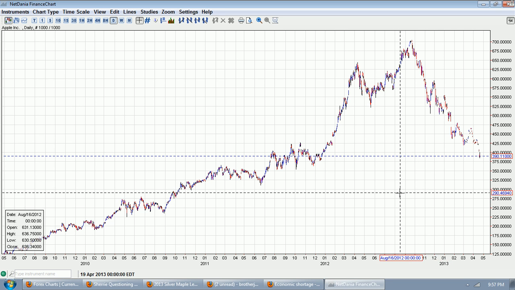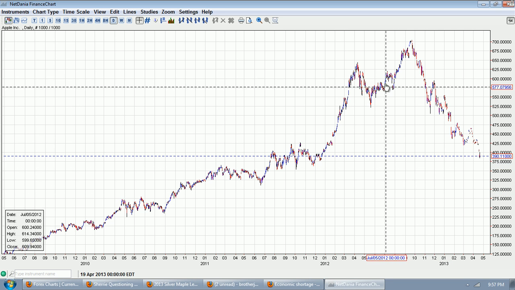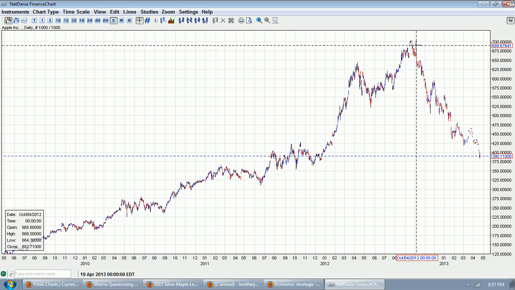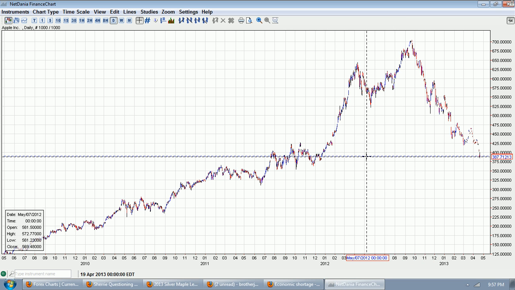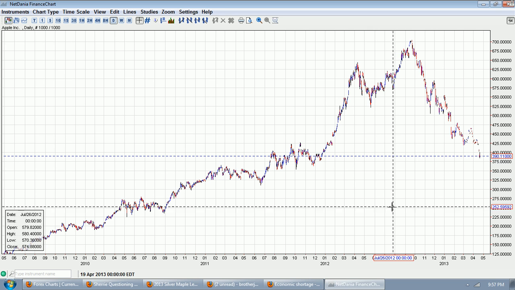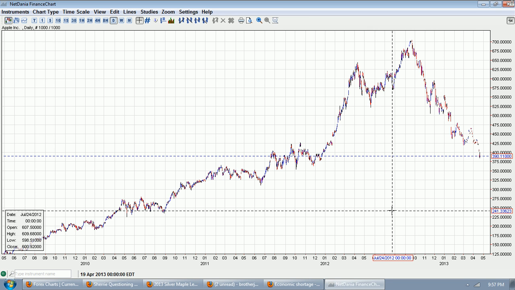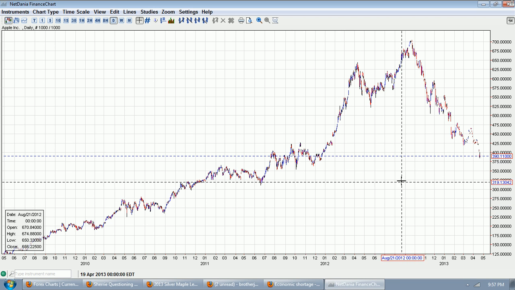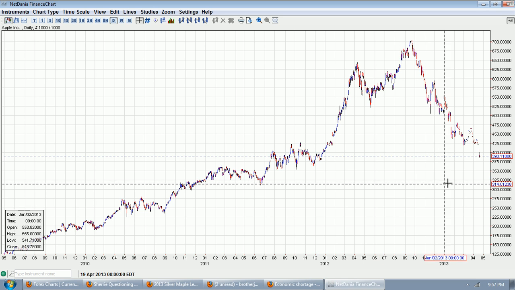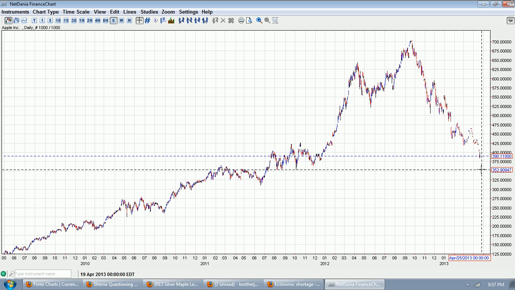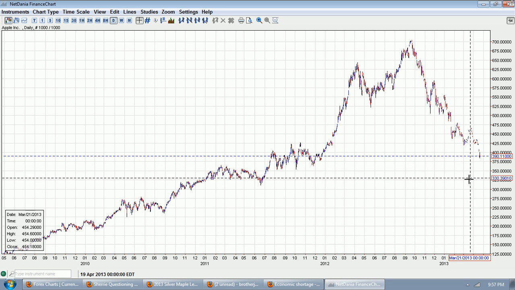Now, if you remember, I called a top in Apple when we hit about 650. I also repeated that call when we hit 700, saying that this was an unsustainable bubble. A lot of people ask me, well, where should I buy? And I've repeated myself saying you should not buy this stock. This stock is crashing, has a long way to go down. And you can see we hit 390.